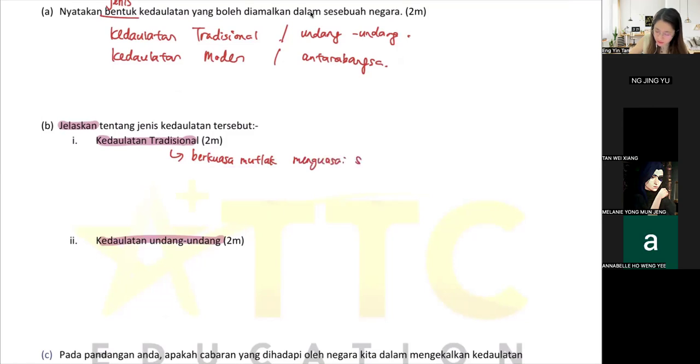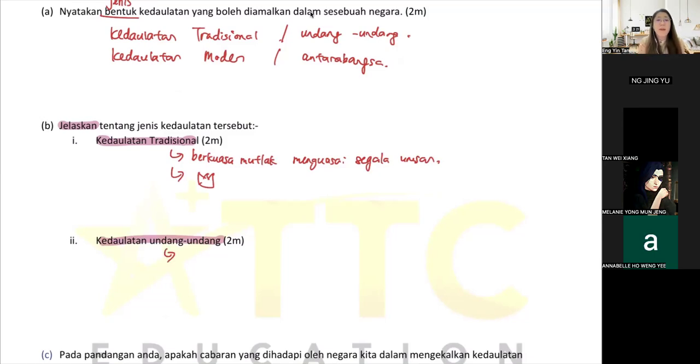Menguasai segala urusan. And the next one, who has the power? You need to tell me, contohnya, who has the power. Raja Melayu. So I'm lazy, you guys, okay? I'm not going to show you the answer, you know where to find the answer, right? Very direct, very straightforward.